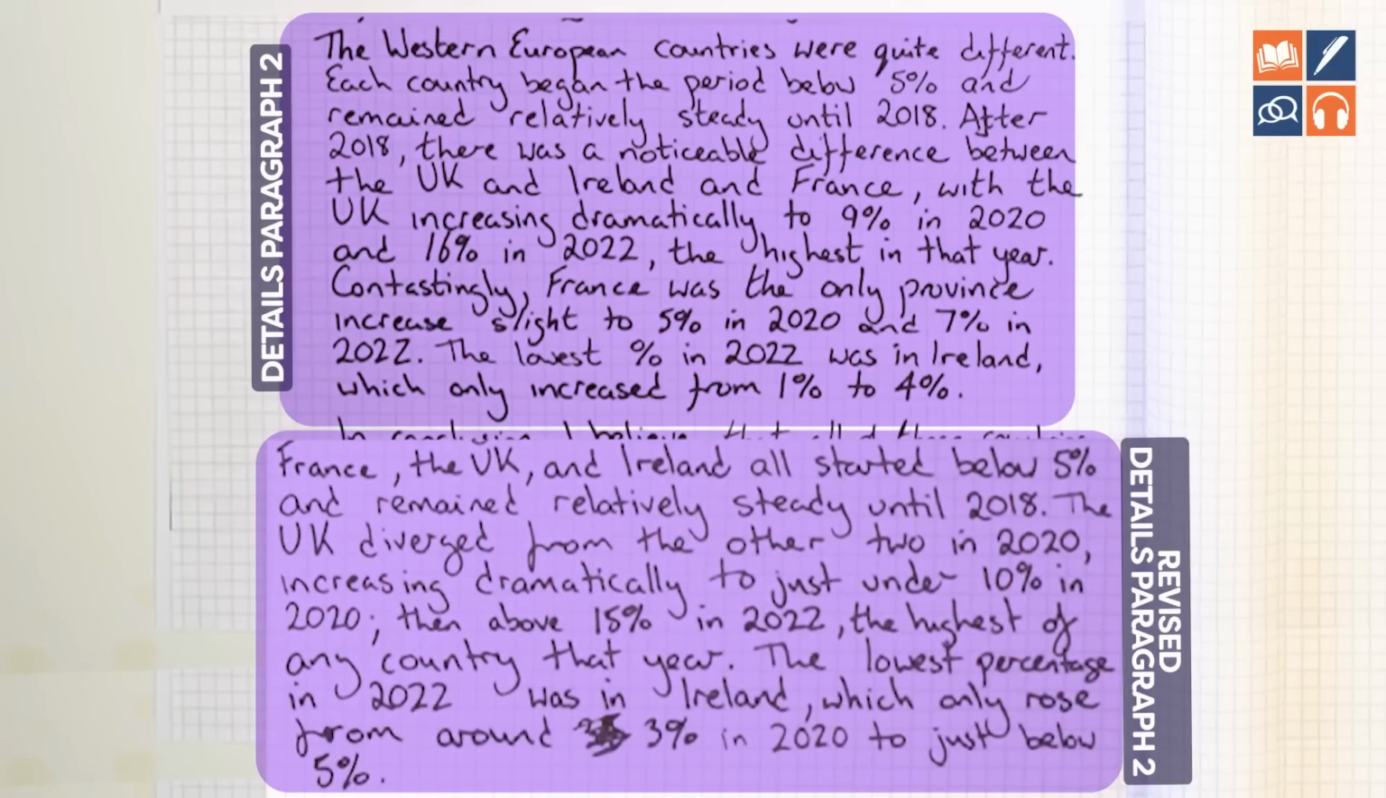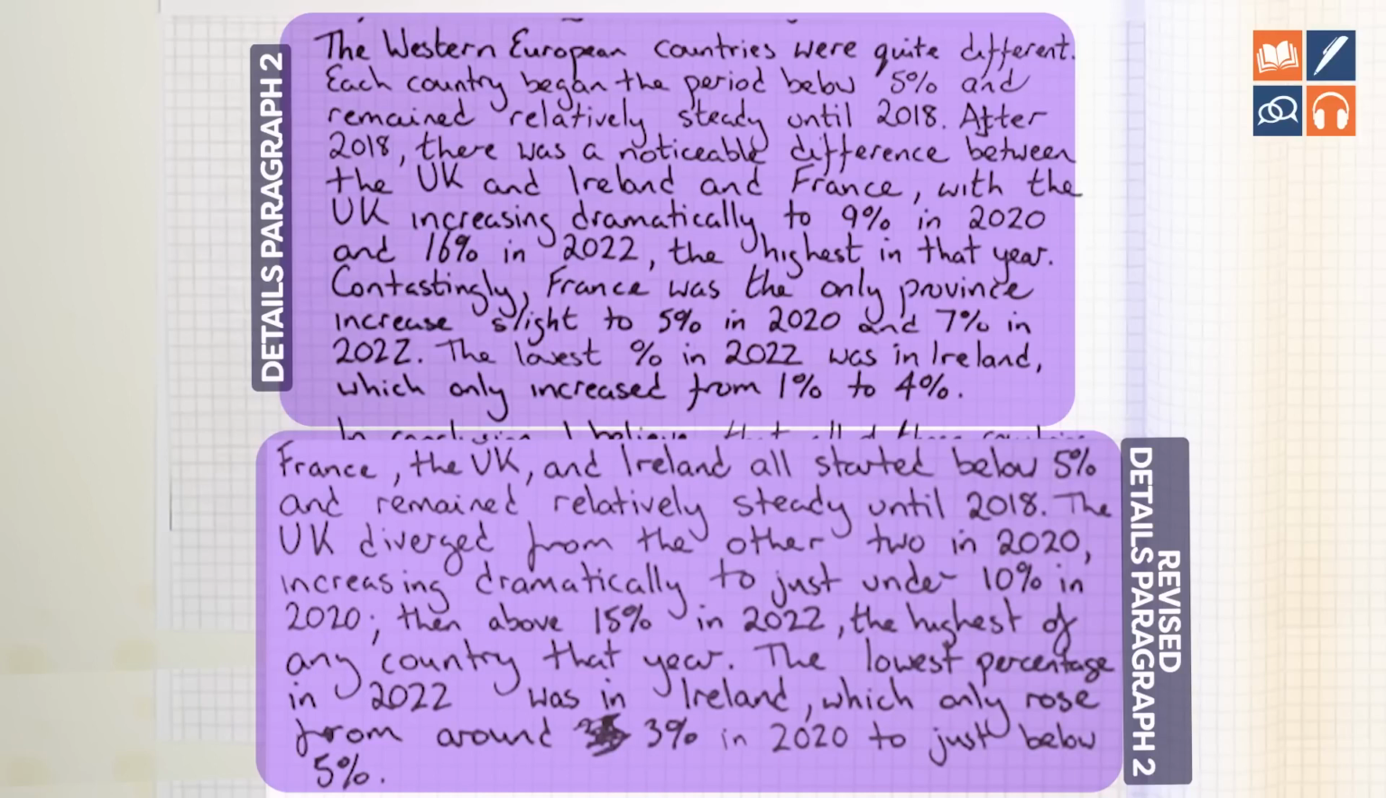that year. So the lowest percentage in 2022 was in Ireland, which only rose from around 3% in 2020 to just below 5%. There's nothing really interesting about Ireland apart from at the end of the period, it has the lowest value. And the important thing to remember here is you can see that there's not a huge difference between the band 6 paragraph and the band 8 paragraph.